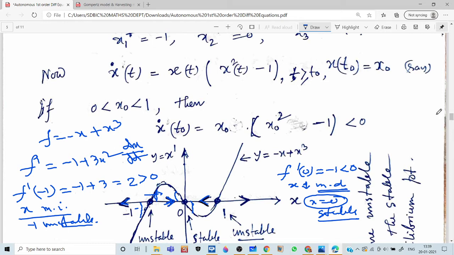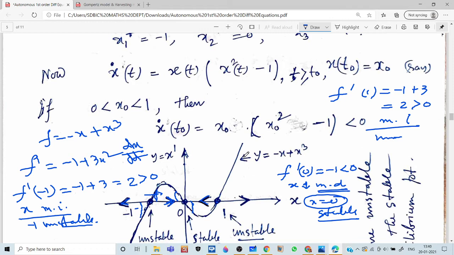And the last point, f' at the point 1, is equal to -1 + 3, which is equal to 2, greater than 0. So x is monotonically increasing here, and this is unstable. So the point x = 1 is unstable, and we put two arrows away from the point 1.